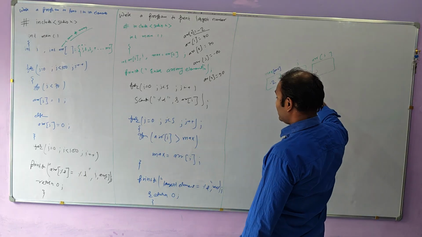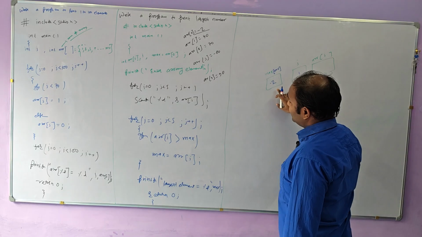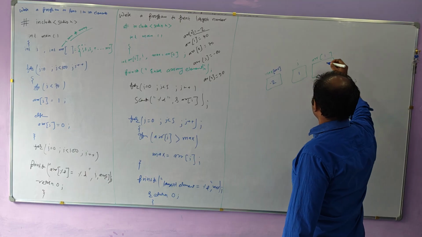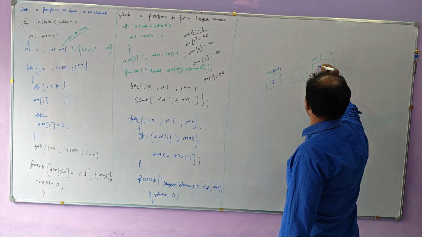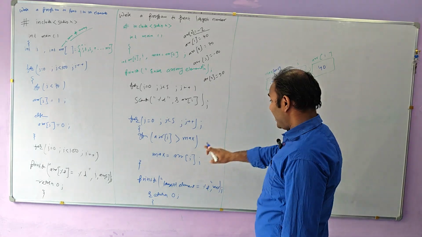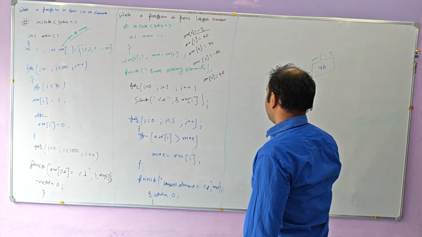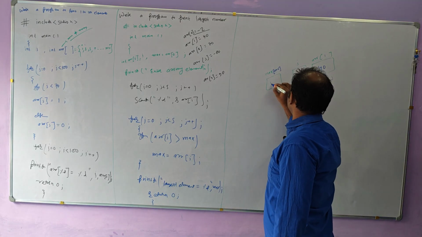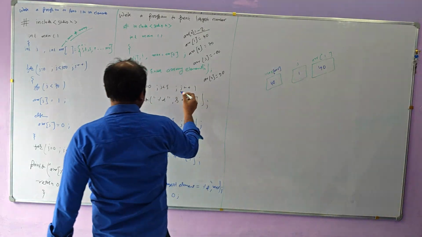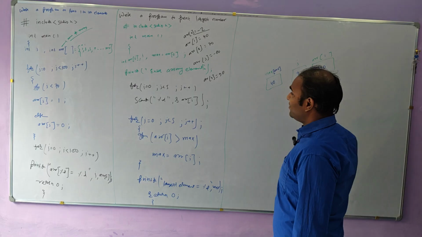Now AR of 1 is greater than max. Here 40 is greater than -2. Yes, 40 is greater than -2. Now max value becomes AR of 1, so max becomes 40. Then max value has 40. Now increase I, I becomes 2.